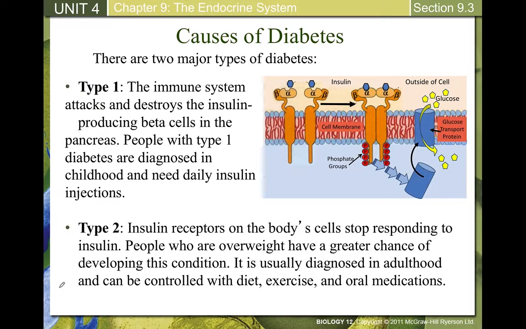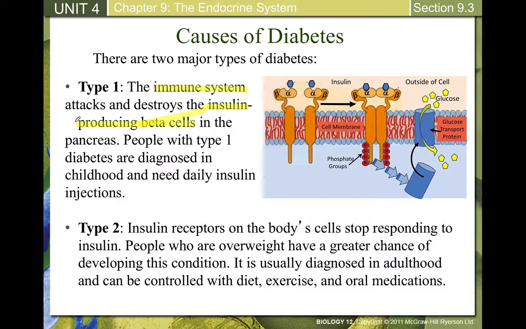So in type 1 diabetes, this is the kind of diabetes that you're either born with it, right? You have it or you do not. So it's a condition of the immune system where your immune system decides that the beta cells in the pancreas that are making the insulin, that they are something that should be destroyed, right? So it's your immune system actually attacking cells of your body that are healthy cells.